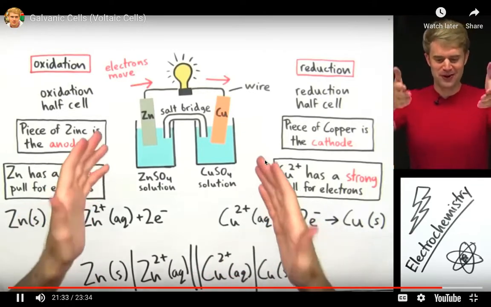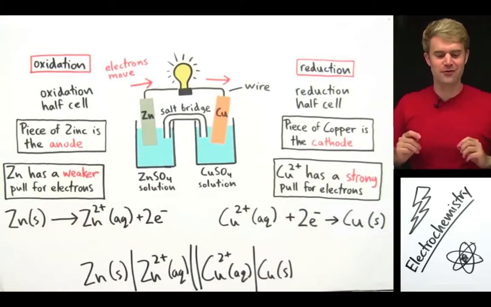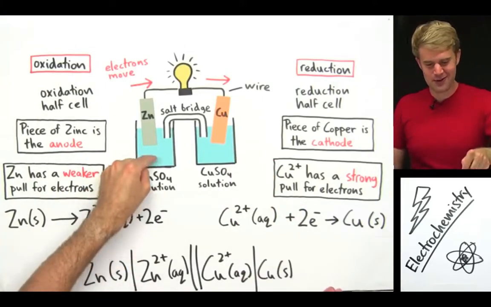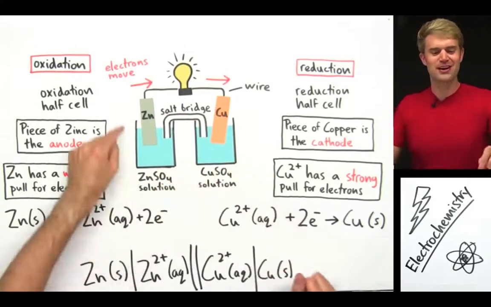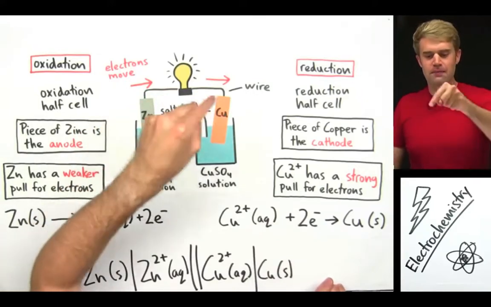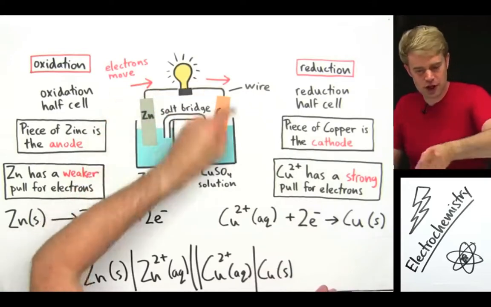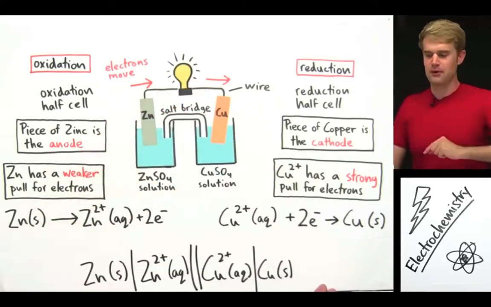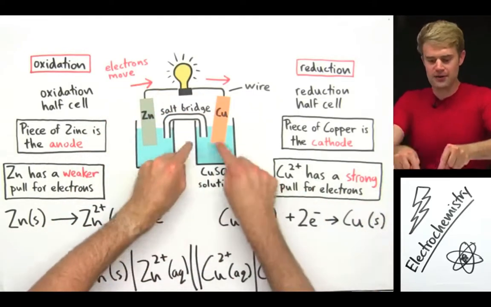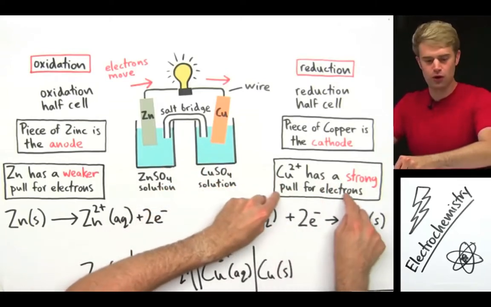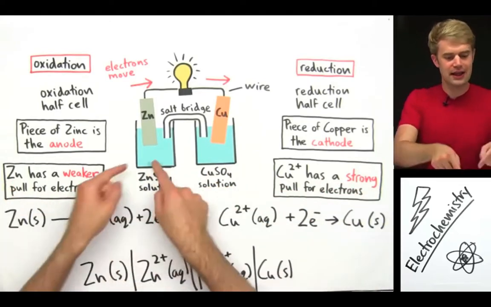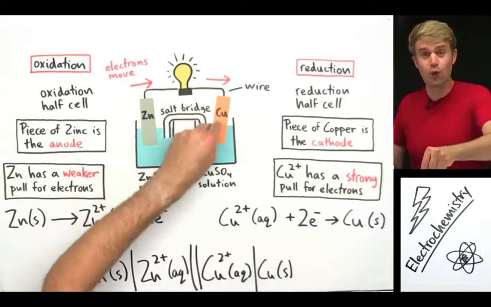Okay, so here's the basic structure of a voltaic cell. We have the zinc sulfate solution here, copper sulfate solution here. We have zinc metal and copper metal. Now, when we hook this all together, electrons start flowing from the zinc to the copper. And that's because copper that's in the solution has a strong pull for electrons, whereas the zinc has a weaker pull, so the copper wins.